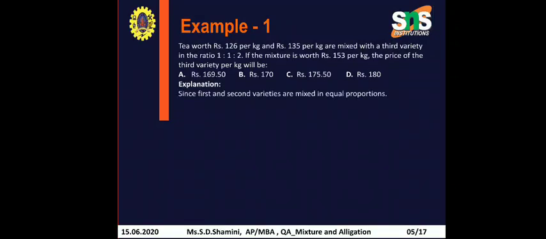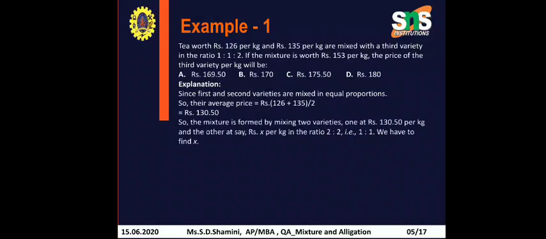Since the first and second varieties are mixed in equal proportion as given, 1:1, their average price is 126 plus 135 divided by 2, which is equal to 130 rupees 50 paise. So the mixture is formed by mixing two varieties, one at 130.5 and the other at, say, rupees x per kg, in the ratio 2:2, that is 1:1. We have to find x.